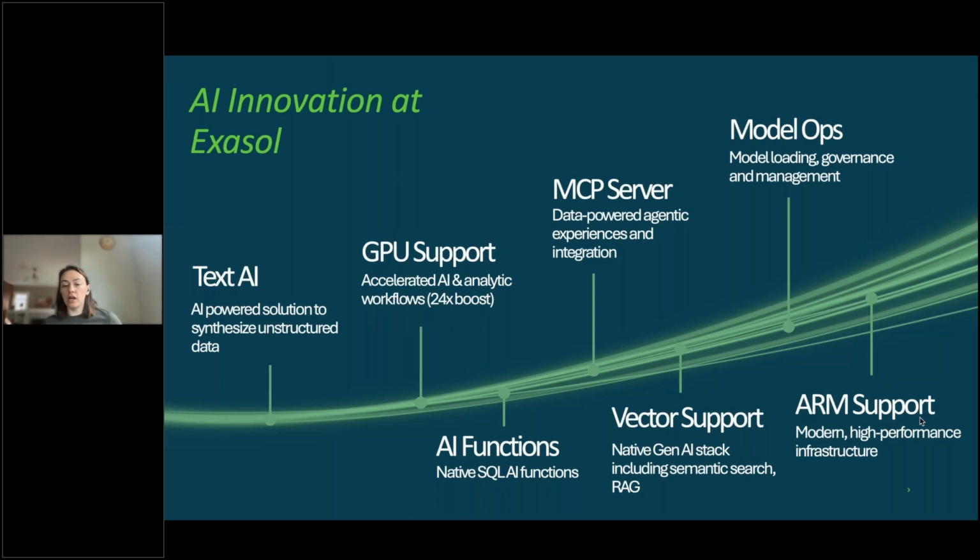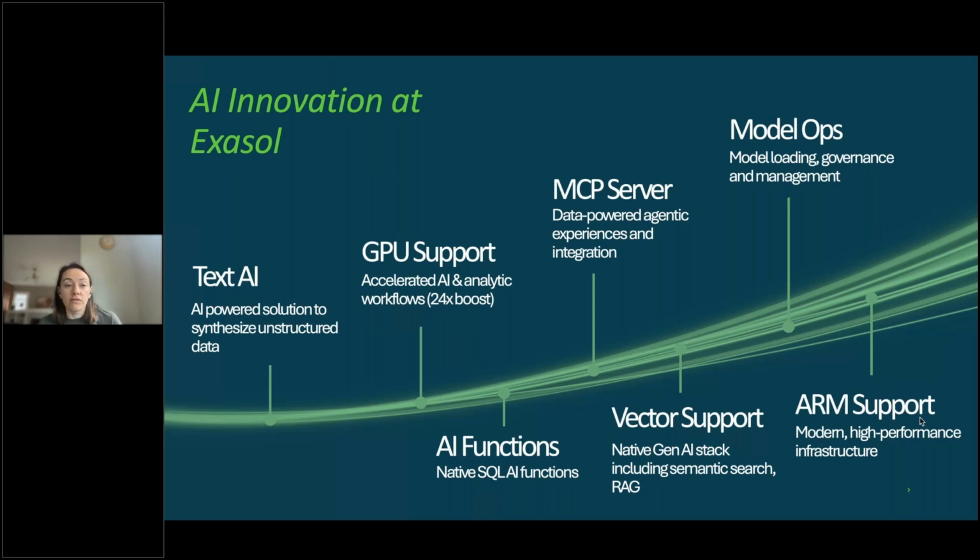And then there's a ton more. So vector support is coming. Of course, that's critical for many AI applications. If you want to do things like RAG and fine tuning or document search, all of that requires vector support. Model ops and management. So of course we have some of that today in Exasol, but we'll continue to iterate on that so it gets even easier to manage your models directly within Exasol.